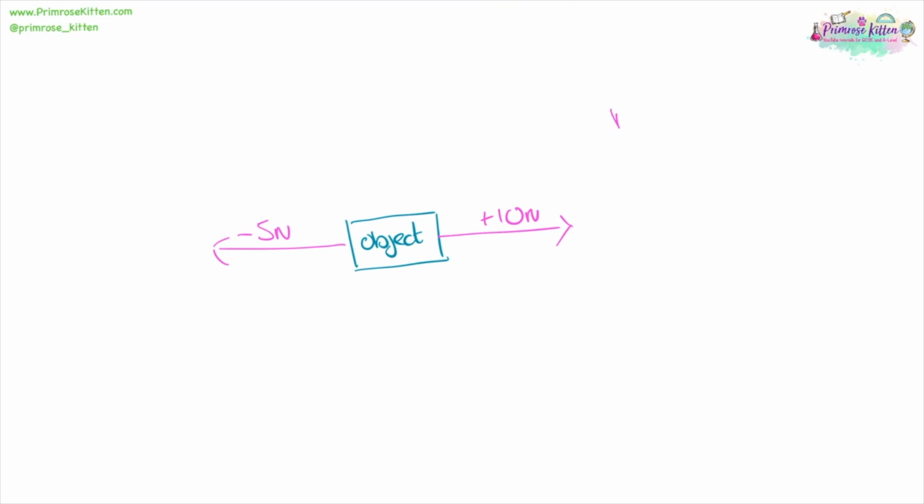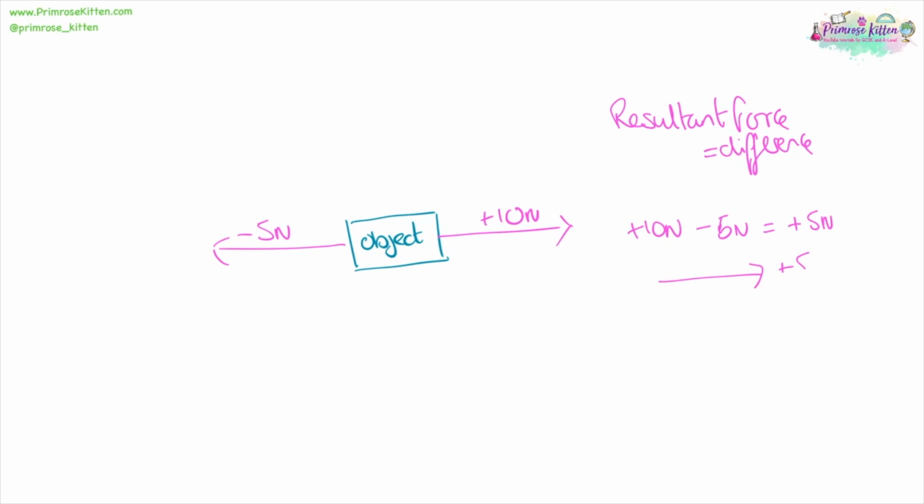If we're looking for the resultant force, we need to find the difference between them. For example, here we have plus 10 newtons minus 5 newtons, which gives us plus 5 newtons, which is going to be 5 newtons in that direction. For the second one, we have plus 2 newtons minus plus 2 newtons, giving us 0 newtons as overall resultant force, so there is going to be no movement.